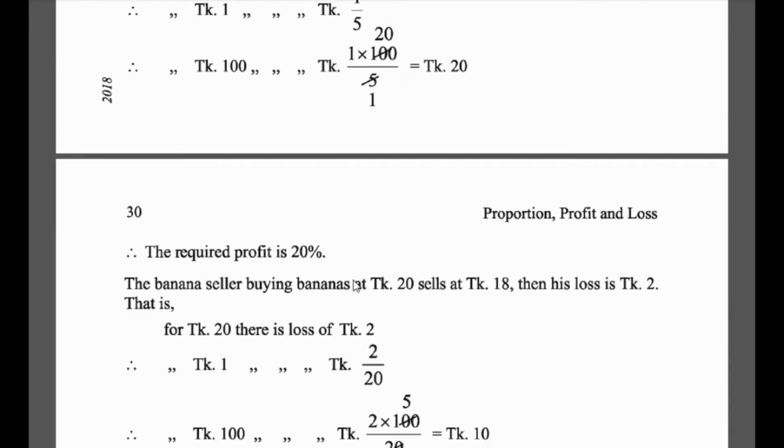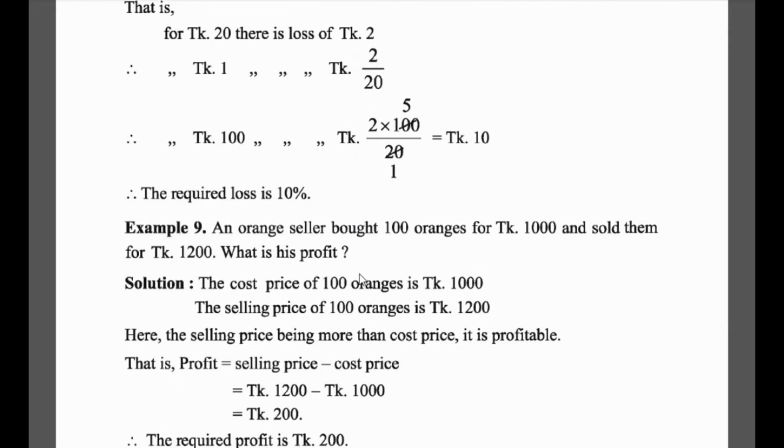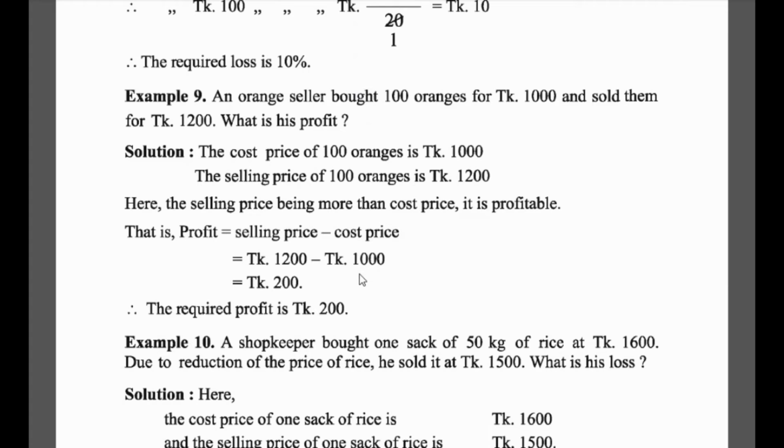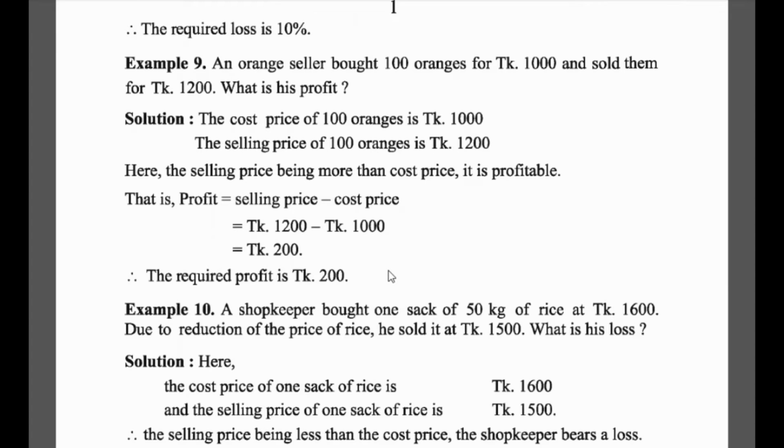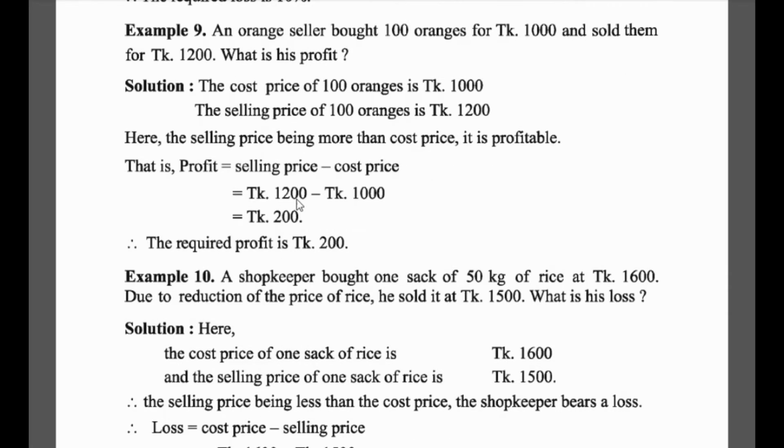Okay, let's go to the examples of exercise 2.2. I'm starting with example 9. I hope you are watching the video very attentively. Dear students, please focus on my lecture. Thank you. So let's start with example 9. An orange seller bought 100 oranges for taka 1000 and sold them for taka 1200. What is his profit? Let's look at the solution of this example.